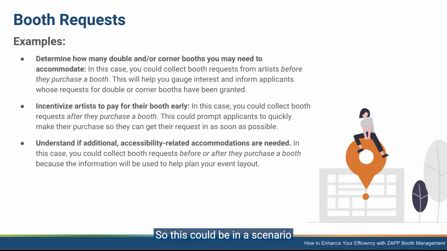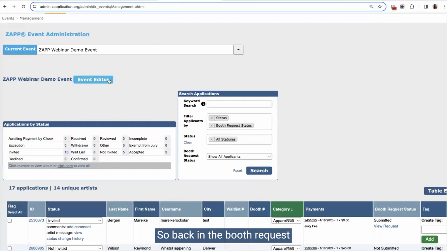So this could be in a scenario where you want them to request what location of the booth they want, maybe a specific booth number. You want them to submit that booth request, and in order to do that, they need to pay for their booth first, and that kind of incentivizes artists to purchase booths as quickly as possible. So back in the booth requests settings, I'm going to go to the event editor again and go back to booth requests.